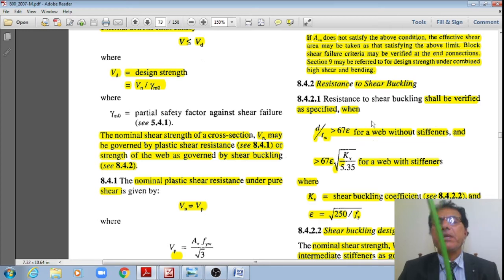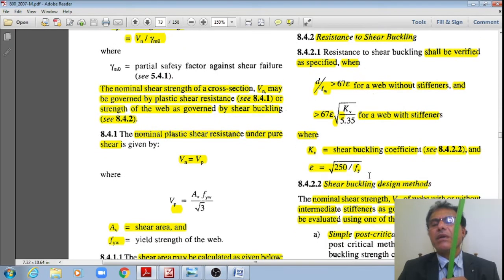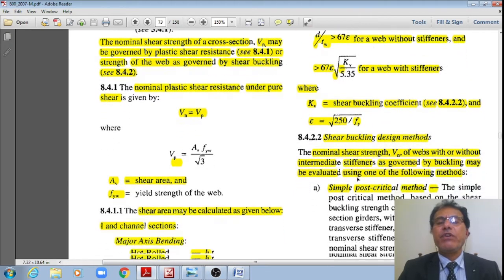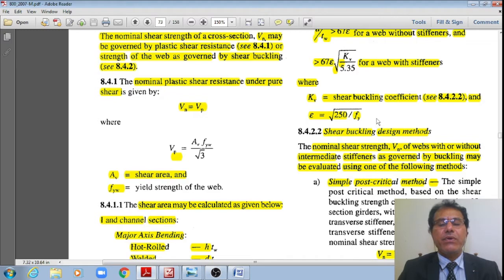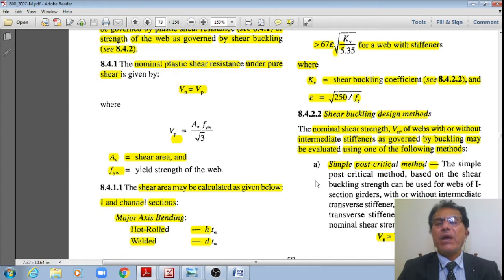If the depth to thickness ratio of the web is greater than 67 times epsilon for a web without stiffener, then obviously we need to check whether a stiffener is required or not. And if it is greater than 67 times epsilon multiplied by square root of kV divided by 5.35 for a web with stiffeners, where kV is the shear buckling coefficient as defined in clause 8.4.2.2, and epsilon is equal to square root of 250 divided by Fy, which is called the stress ratio factor.